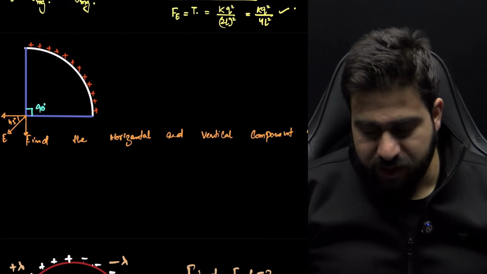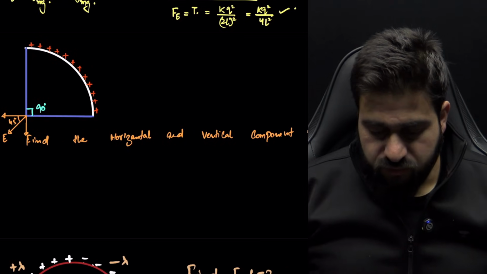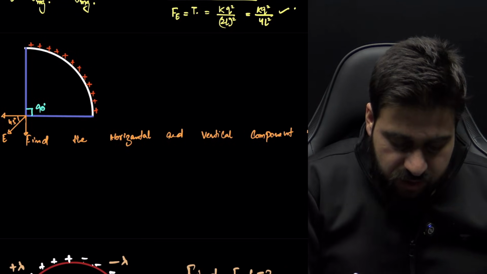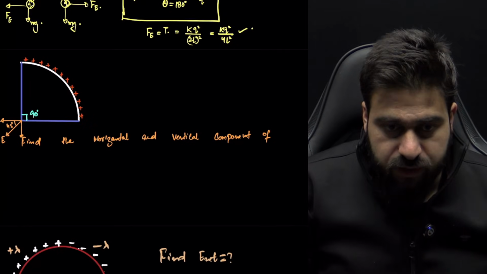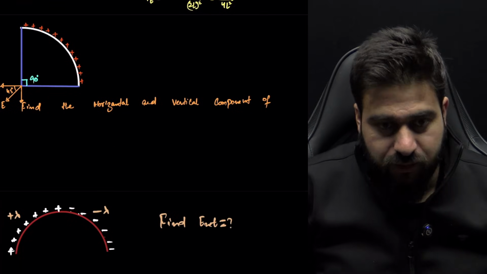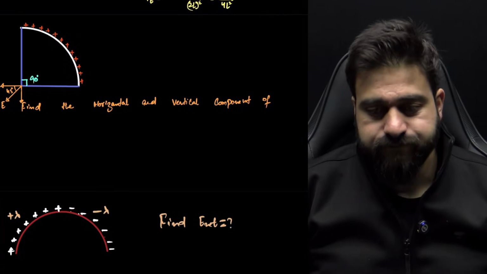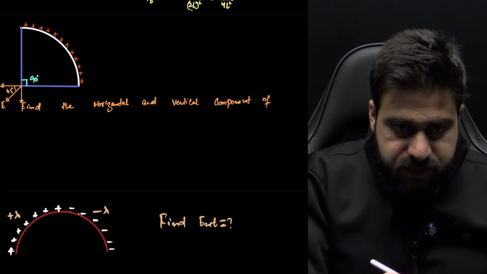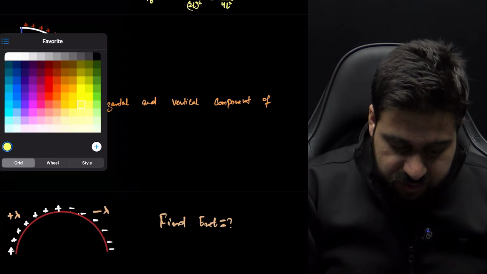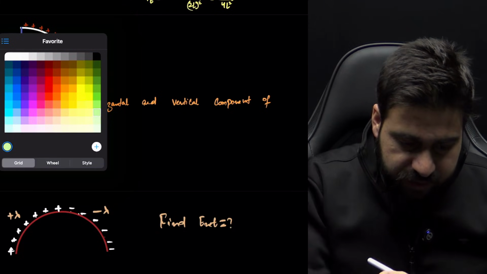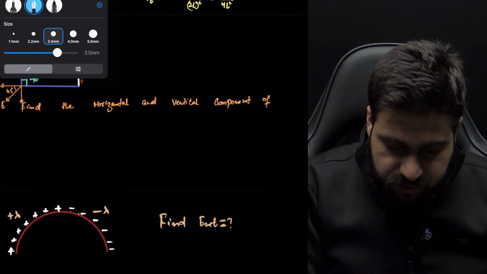Now you have this question. Find the horizontal and vertical component of the electric field. This is the question. Okay. Now, my dear NEET aspirants, how are you supposed to find the horizontal and vertical components of the electric field in this particular case? Listen to me very carefully.